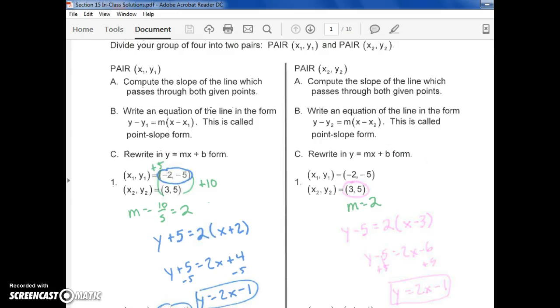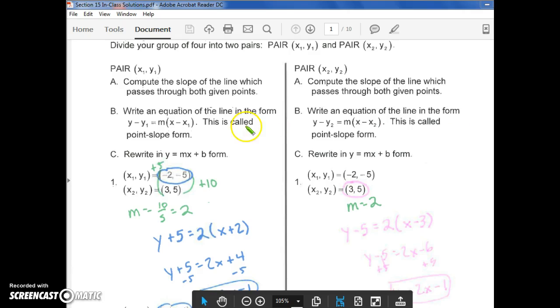In section 15, activity 1, we are asked to write the equation of a line in what's called point-slope form. In order to do that, we need to have two things: a point and a slope. Now, the point-slope form is this guy right here: y minus y1 equals m times the quantity x minus x1.